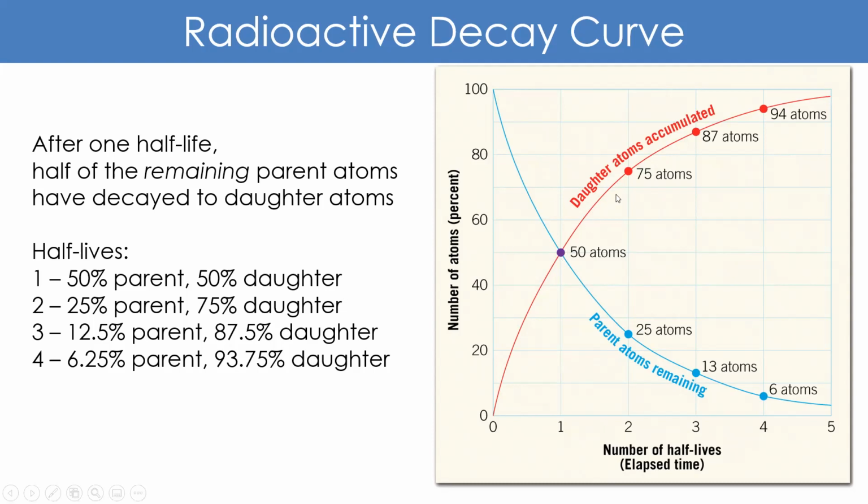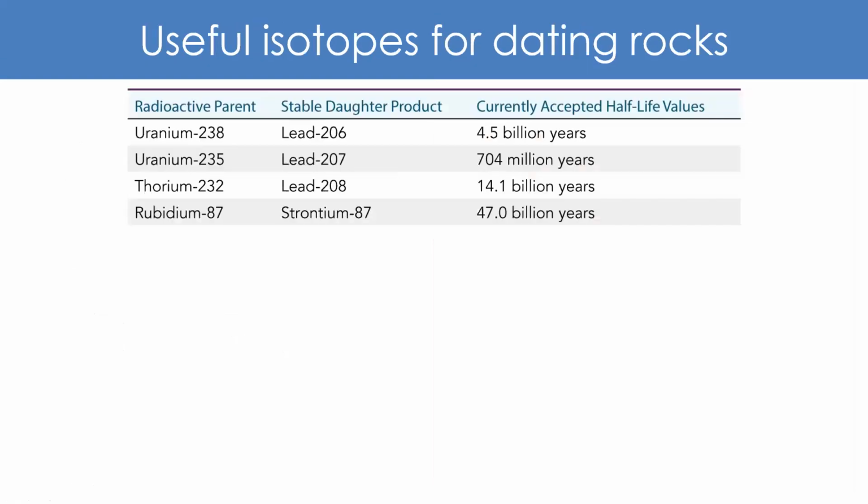And then after that, we're going to accumulate more daughter than parent, with 75 atoms of daughter, 25 atoms of parent. And then we're going to keep going, and we're just going to keep dividing by 2, basically, till 6 atoms of the parent remaining, and 94 atoms of the daughter remaining. So based on the number of half-lives, we're going to be able to tell the age of it.